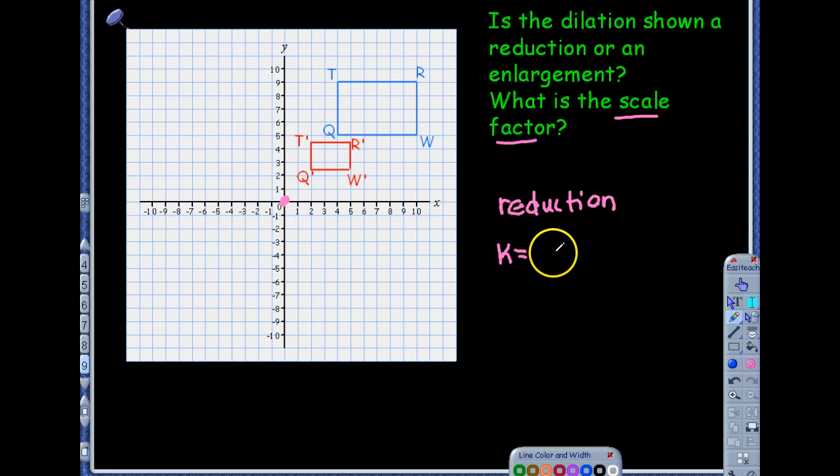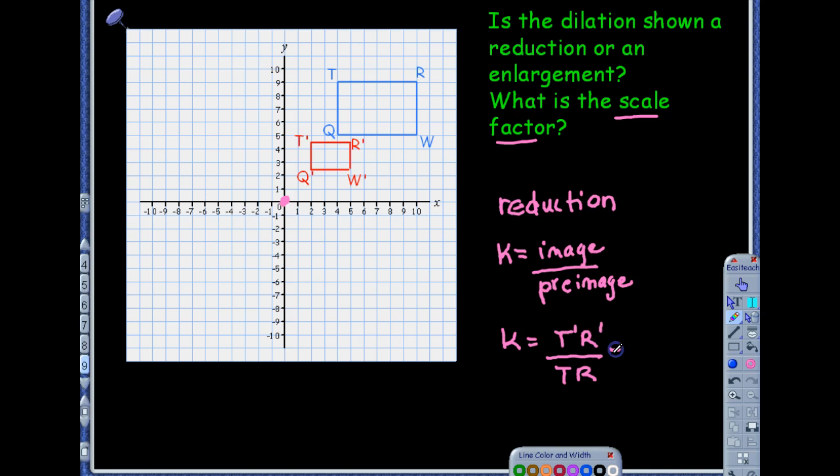Okay. So which segment are you finding the distance of first? Now remember, scale factor, what are we going to put on top? The image over pre-image. So I'm going to make a little note of reminder. Notice we keep saying that. Probably something we want to remember. Let's do TR and compare T prime R prime, and then TR. From T prime to R prime, that's 3 spaces when we count. And from T to R, that's going to be 6. Simplifies down to 1/2. So there's your scale factor. And we said it was a reduction, which is less than 1, so that would make sense.